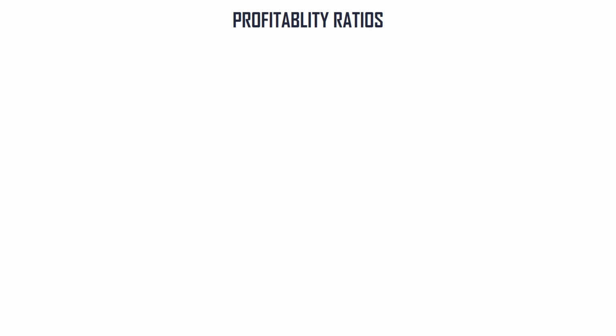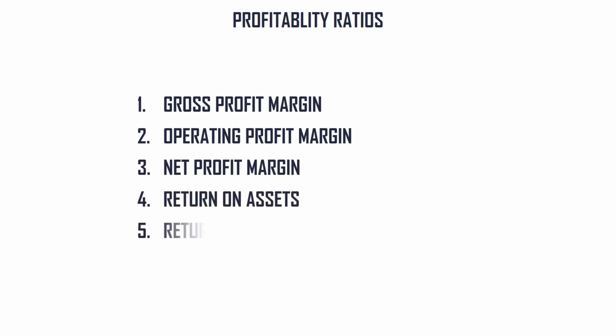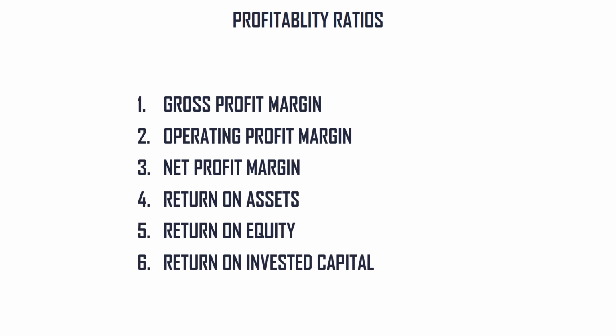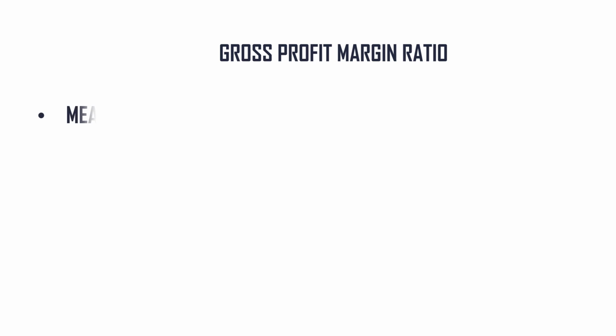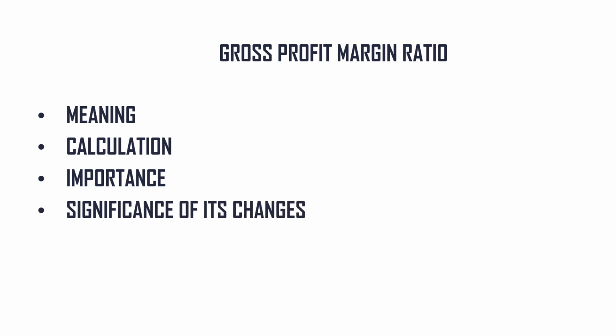The most popular profitability ratios are gross profit margin, operating profit margin, net profit margin, return on assets, return on equity, return on invested capital, etc. In this video, we will discuss what gross profit margin is, how it is calculated, its importance to businesses, and the significance of its changes.